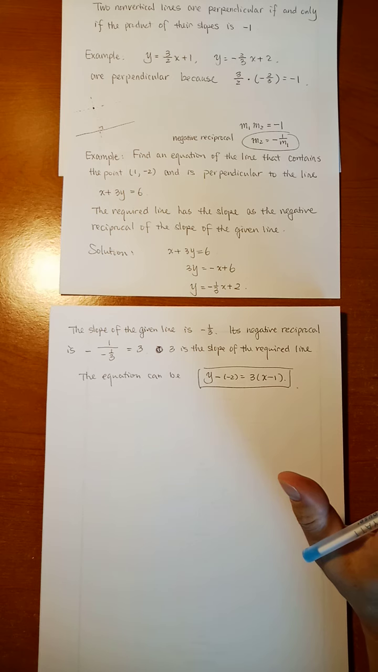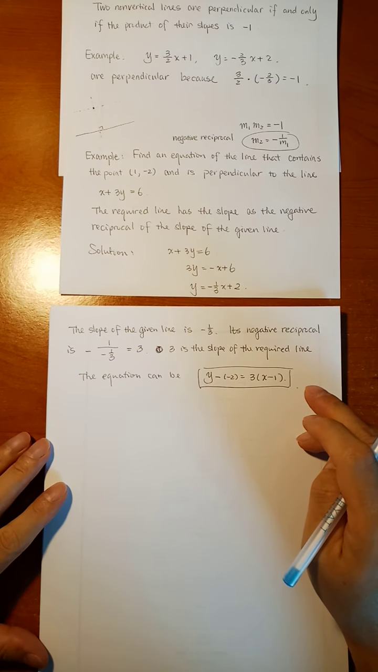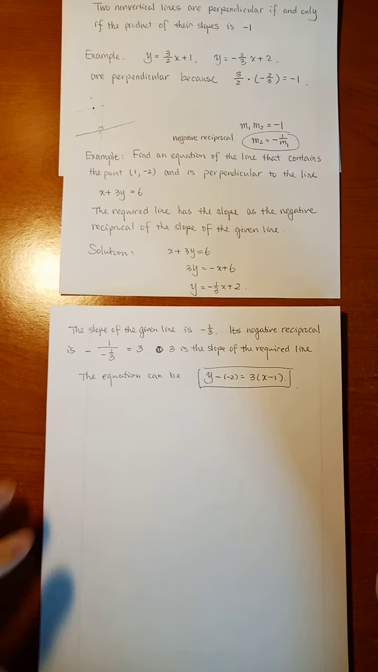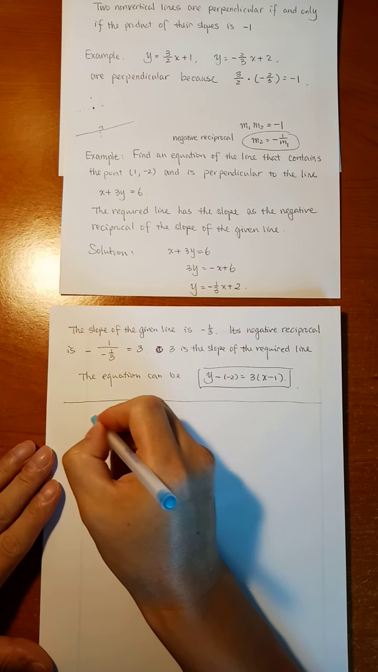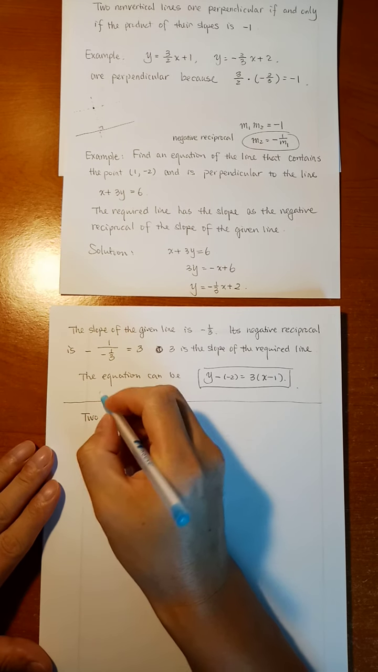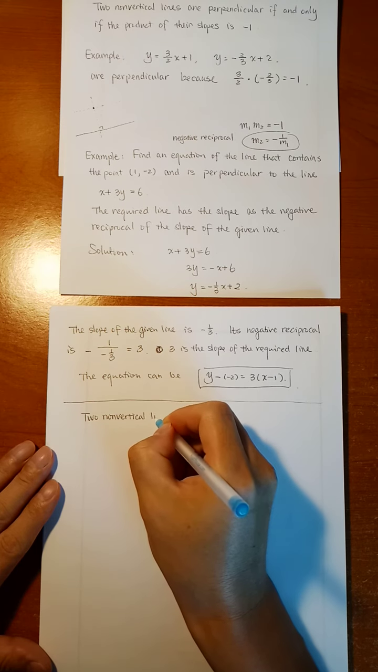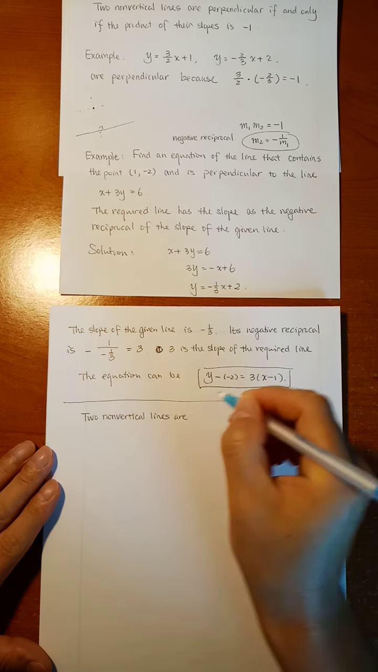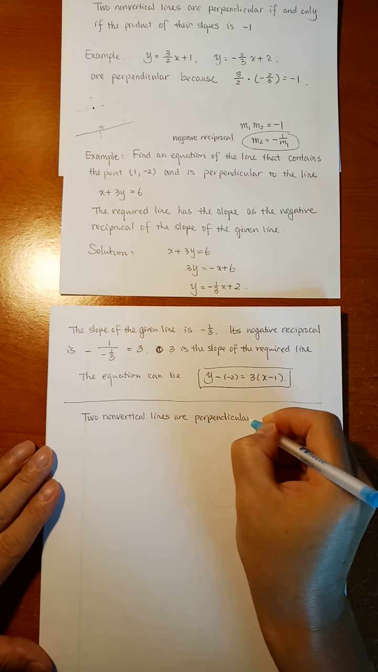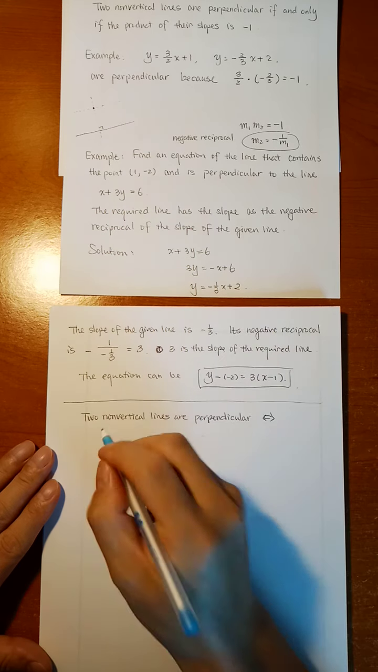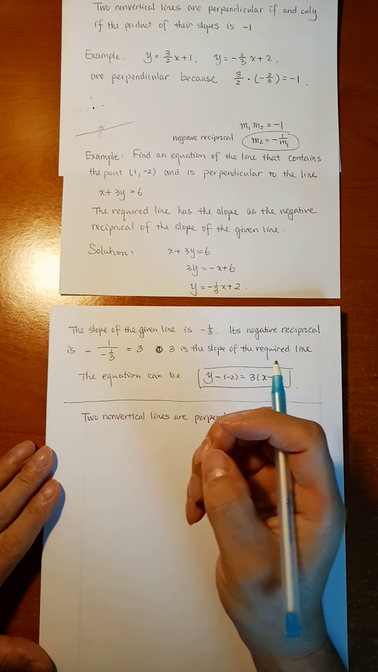Okay, now let's see a different way to solve it. How do we solve it? Let's go back to the criterion. Two non-vertical lines are perpendicular if and only if the product of slopes is -1.